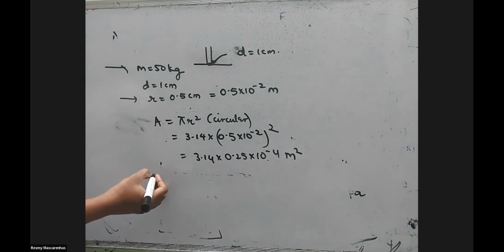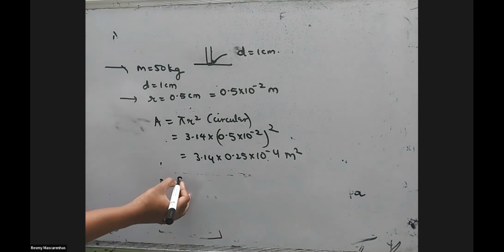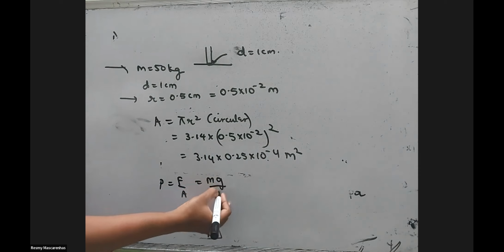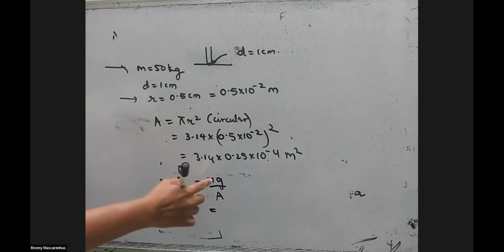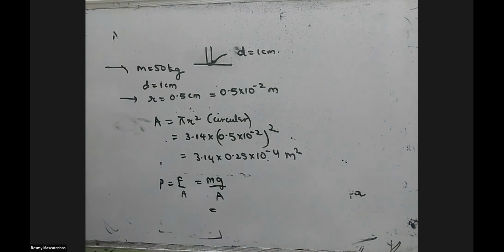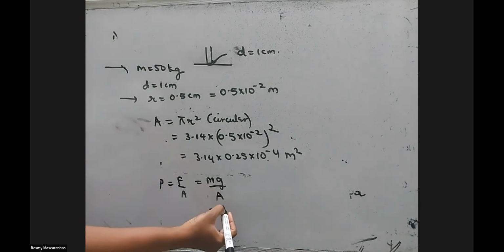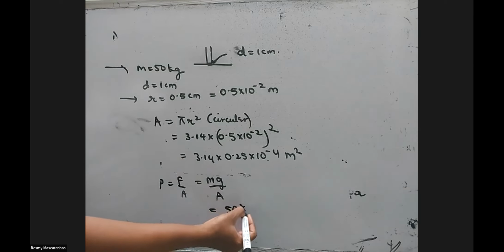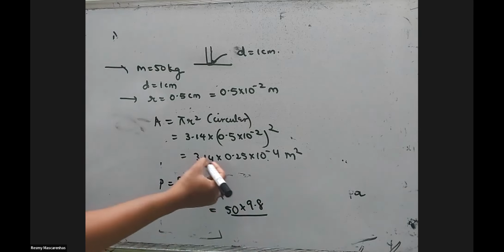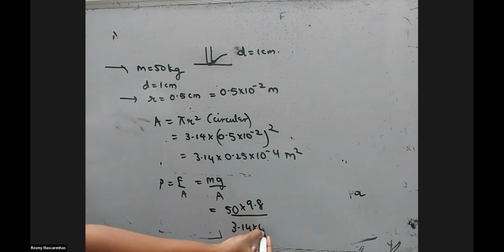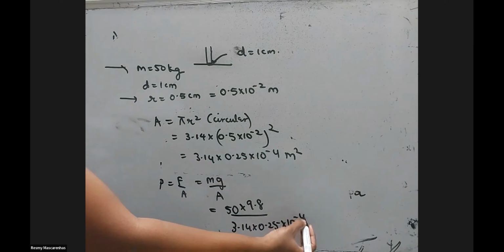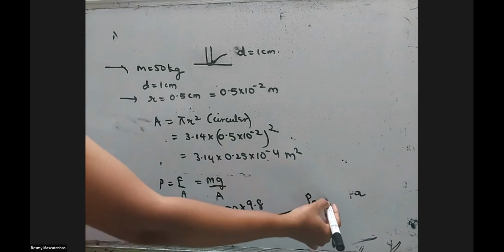Now pressure has been asked to calculate. Pressure is mg upon A. You can use 10 for g if you want, or else 9.8. If not specified, you can use 9.8 also. Mass is 50, area is 3.14 into 0.25 into 10 raised to minus 4. That will be in pascals.